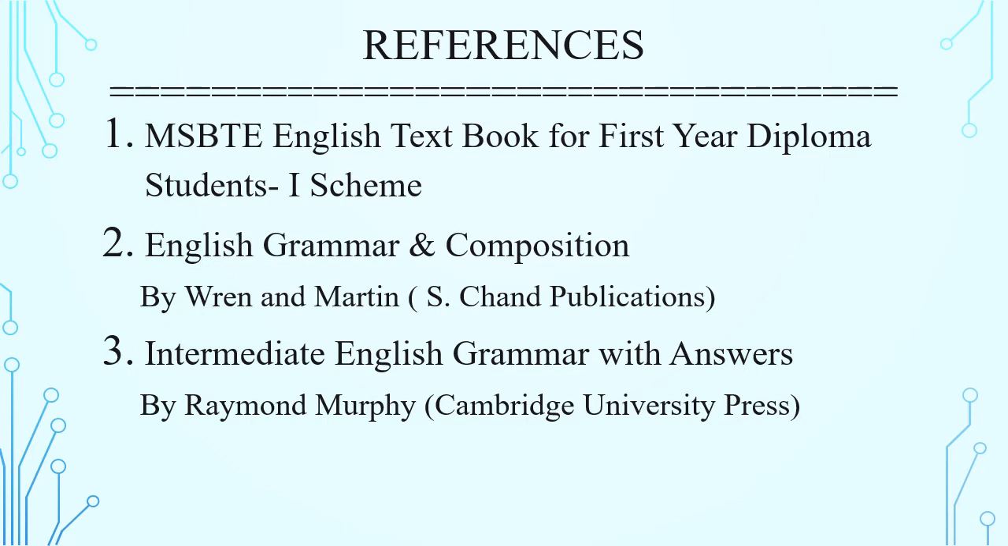These are references, or the list of books that I have referred in preparing this video. First is the MSBTE English textbook for first year diploma students of I Scheme. The second book is English Grammar and Composition. It is written by Wren and Martin and from S. Chand publication. And the third book is Intermediate English Grammar with Answers. It is written by Raymond Murphy and from Cambridge University Press publication.